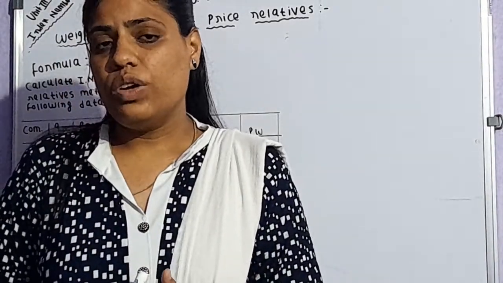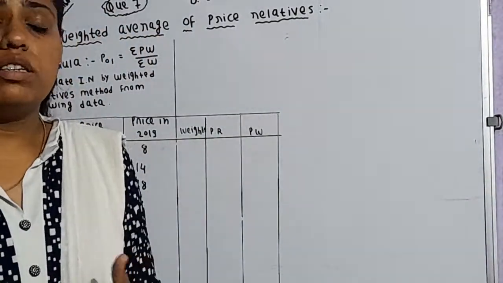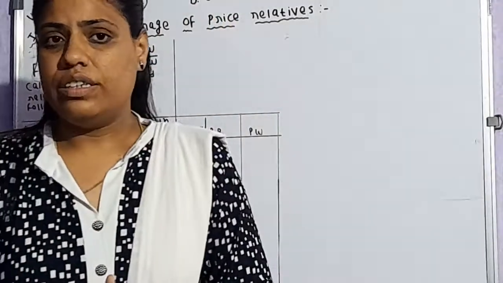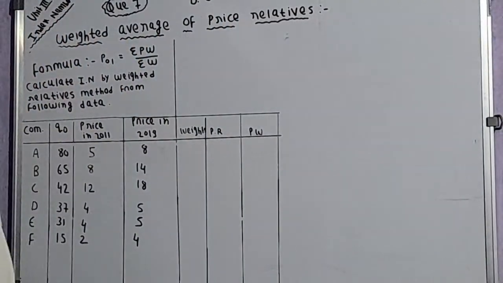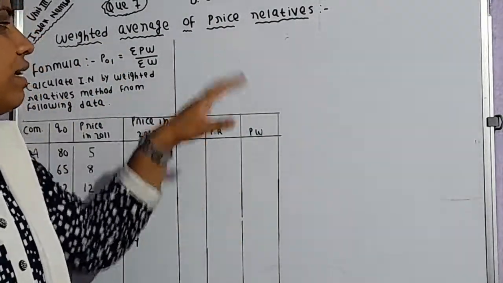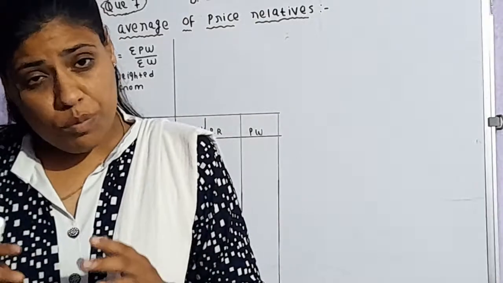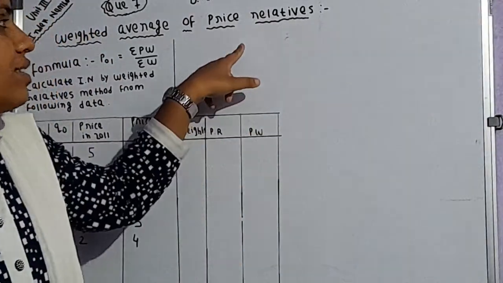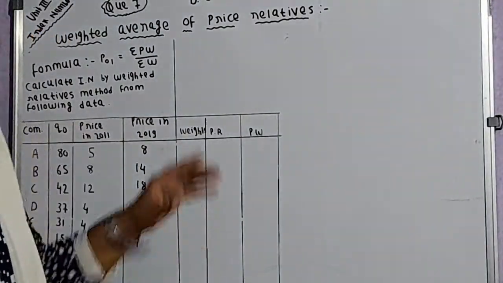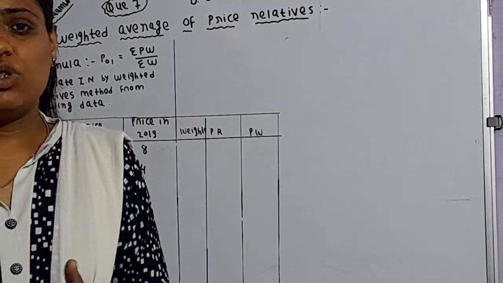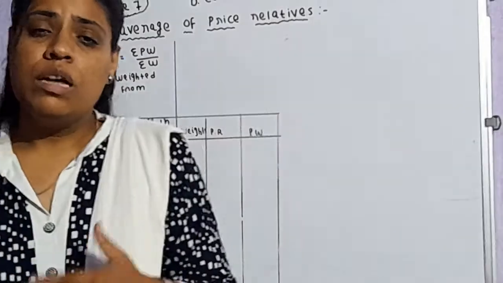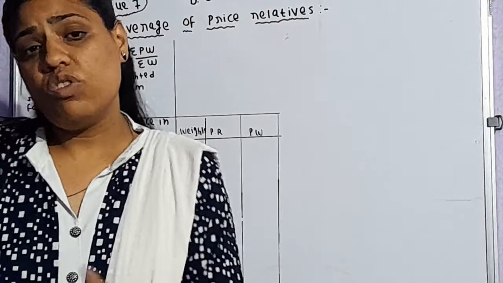In today's lecture, we are going to discuss another method under the weighted index number, that is weighted average of price relatives. So basically, to understand this method, first of all, we need to know what is price relative. We have seen the concept of price relative in simple average of price relative method as well. Price relative is nothing but the expression of the percentage of prices of current year in terms of the prices of base year.